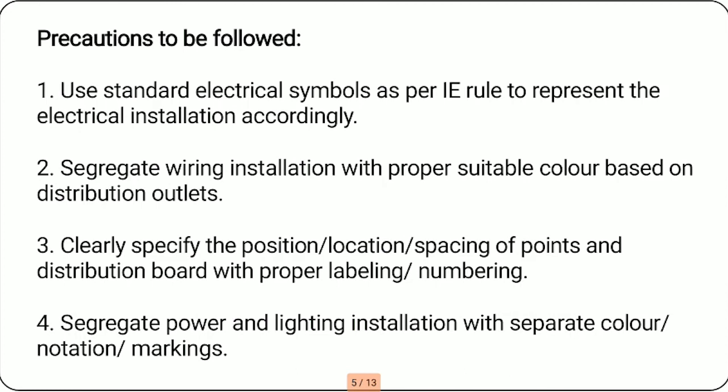Use the standard electrical symbols as per the IE rules to represent the electrical installation accordingly. Segregate the wiring installations with suitable color coding. Then clearly specify the position, location and spacing of points. That means the equipment should have proper labeling and numbering. Then segregate all the instruments by color coding.